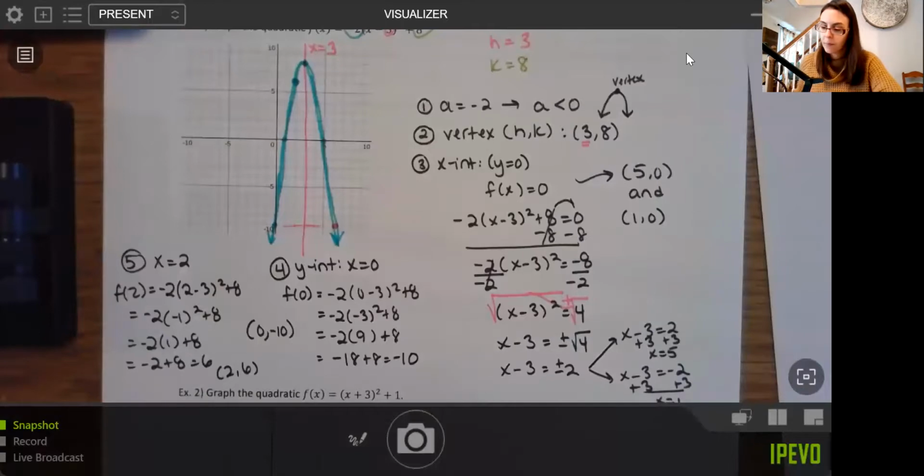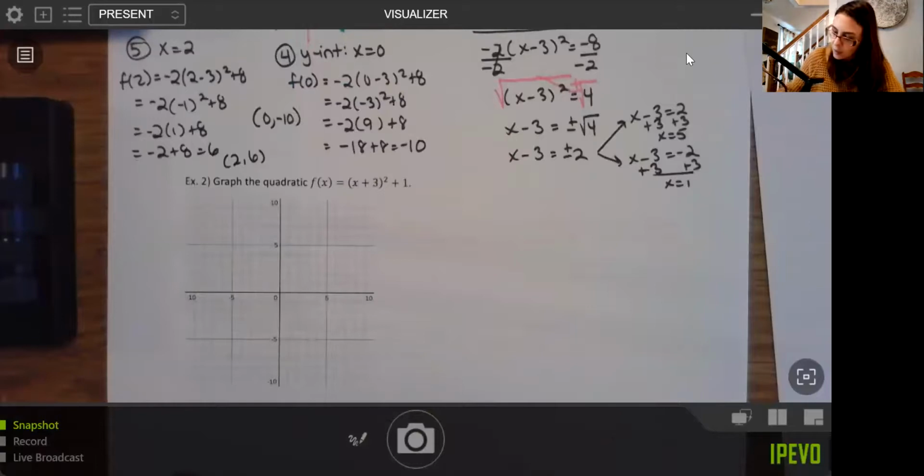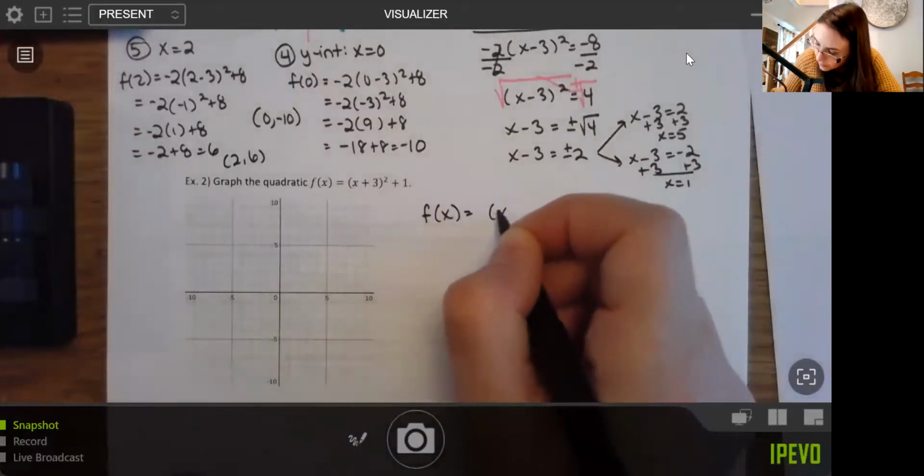All right, let's do another example in this form. Okay, I'm just going to rewrite it over here because I used up a lot of space before.